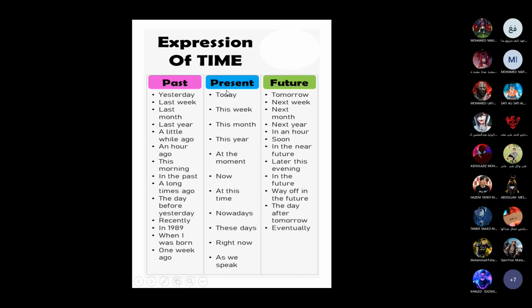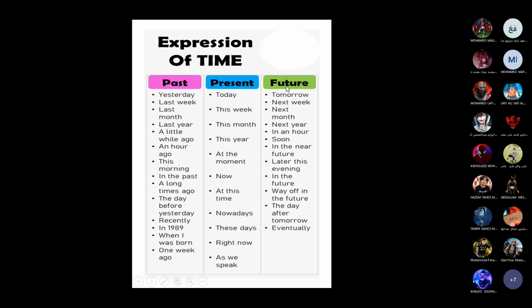You have different expressions of time for the present. You say today, this week, this month, this year, at the moment, now, at this time, nowadays, these days, right now, as we speak, and so on. These are different expressions of time that refer to the present.